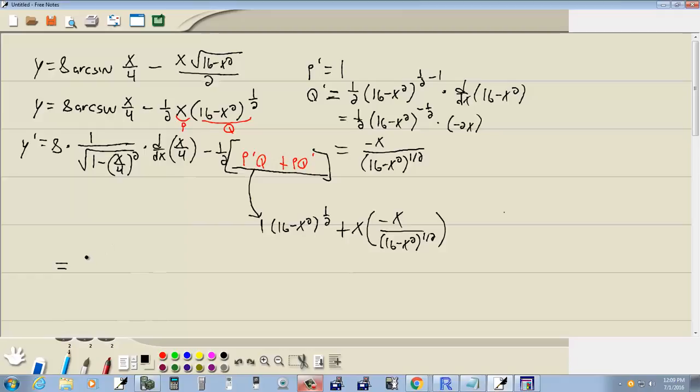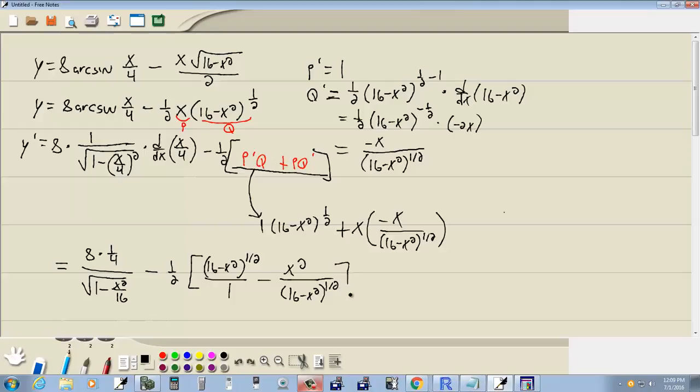Okay, well the 8 I'll put up on top here. The derivative of x over 4 is 1/4. And then the square root of 1 minus, I square the x and square the 4, so I got x squared over 16, minus 1/2. And I'll rewrite this as 16 minus x squared to the 1/2 over 1. Positive times a negative is negative, and x times x is x squared over 16 minus x squared to the 1/2. Now I put that over 1 because I know I'm going to combine those two together.